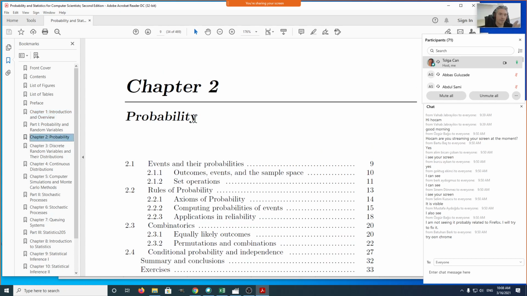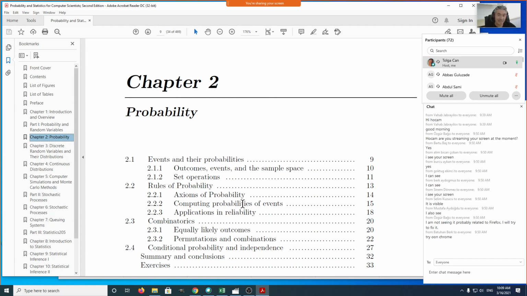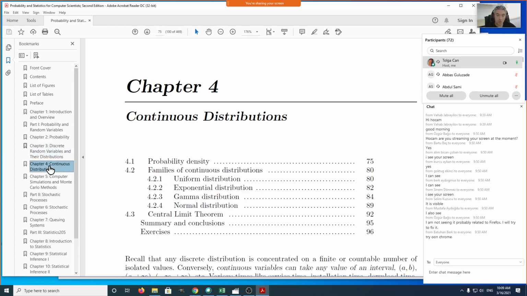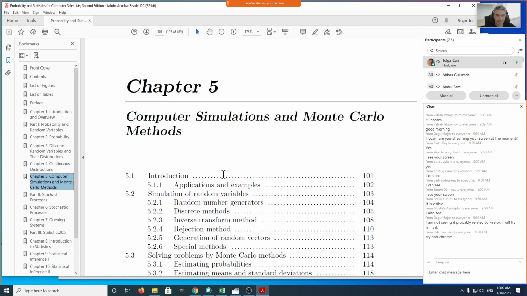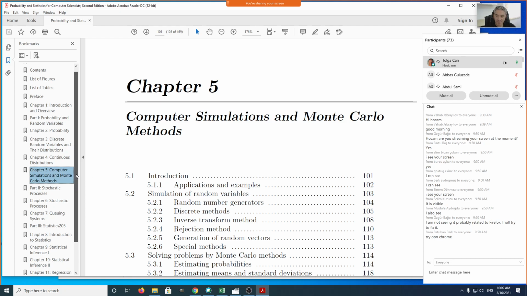So the course is composed of two main parts, probability and statistics. Probability is the theory. You'll see that in probability we are going to discuss the axioms of probability, rules of probability, things like conditional probability, independence of variables, discrete random variables and their distributions, continuous distributions. We are going to talk about what discrete means, what continuous means, and we are going to talk about Monte Carlo simulations that I just mentioned. These are all in the first part on probability and random variables.